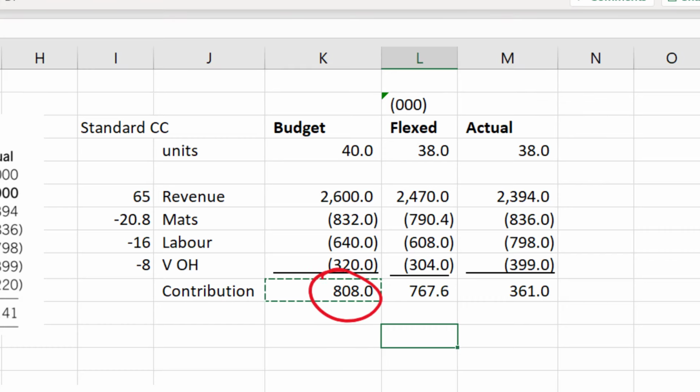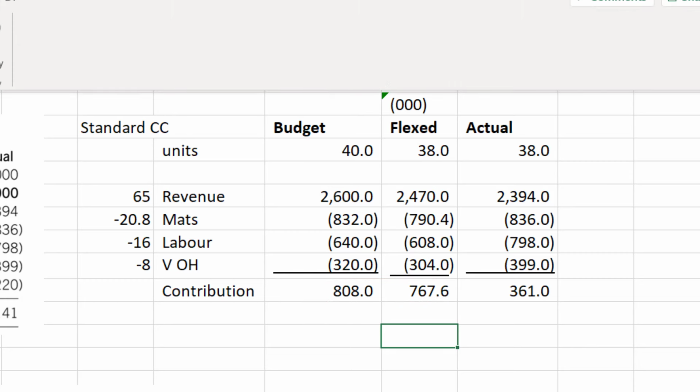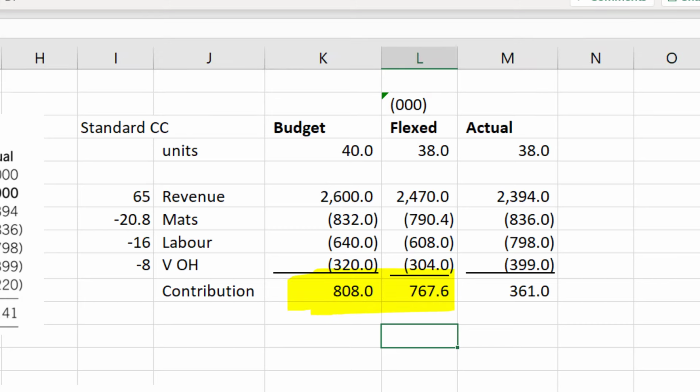We wanted 808 contribution, but we only got 361 contribution. Why? What went wrong? Well, team, the first thing that we do is we're going to look at the difference. Going to compare the bottom line between the budget and the flexed. Right here, the bottom line between budget and flexed. And why is that lower? That is lower only because we sold 2,000 fewer units. That is known as the sales volume variance.